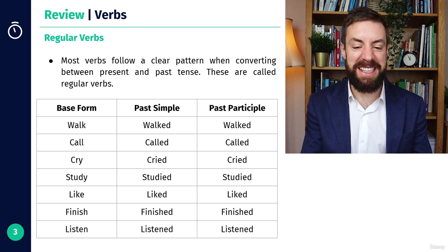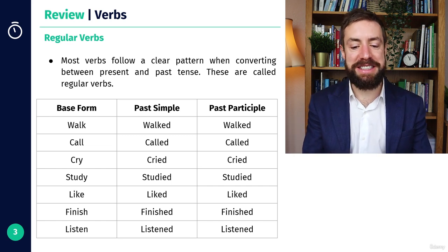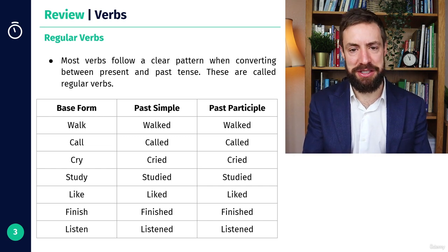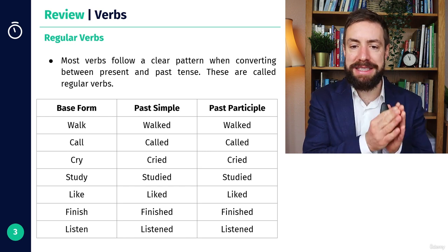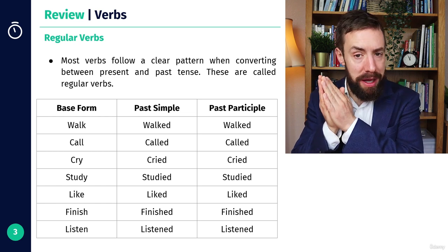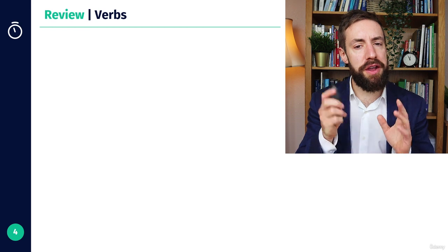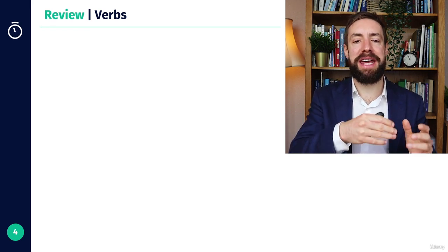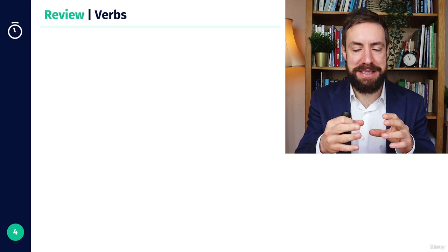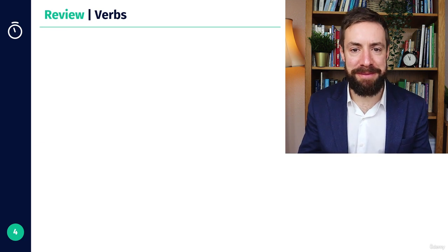But for all of these ones, they're the same. We can look down this list. We've got call, called and called, cry, cried and cried, study, studied and studied, and so on. So if it's regular verbs, the past tense and the past participle stay the same. So it's nice and easy. So if you know that something is a regular verb, you already know how to make it in the past tense, the past simple, and the past participle. You can just add the ed.